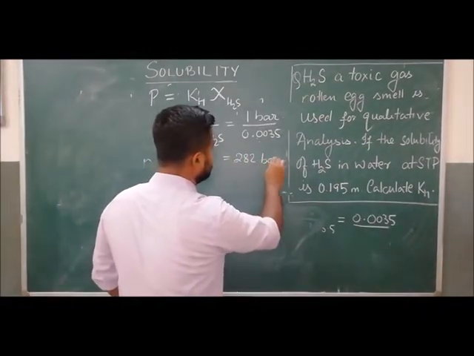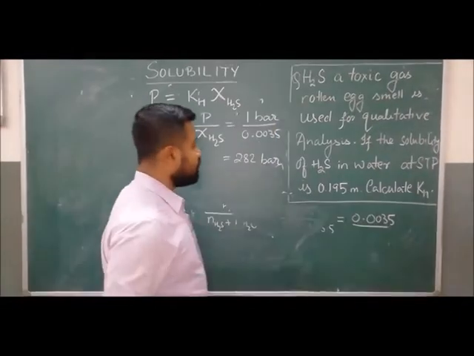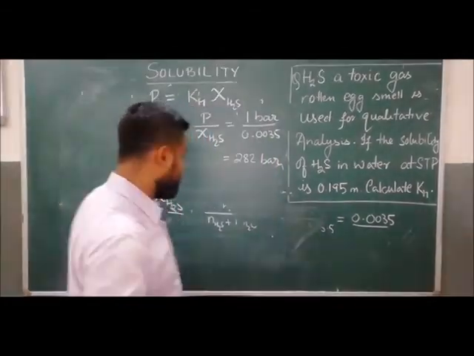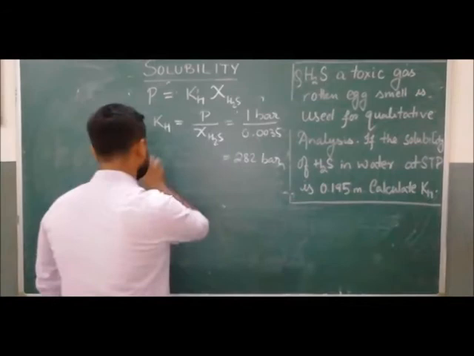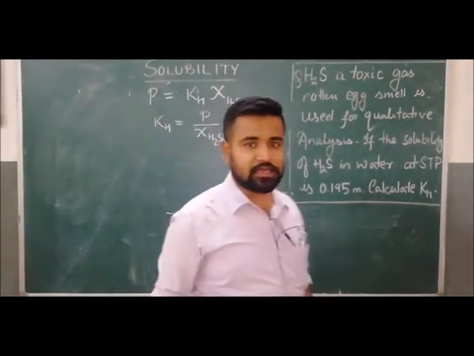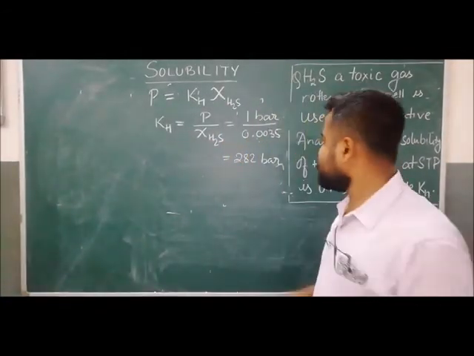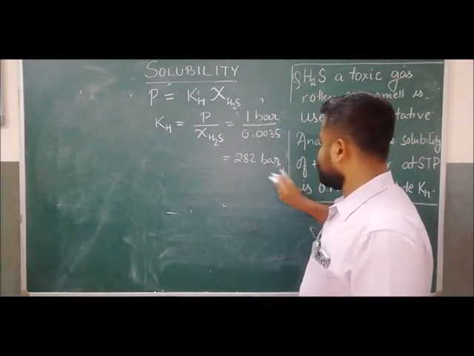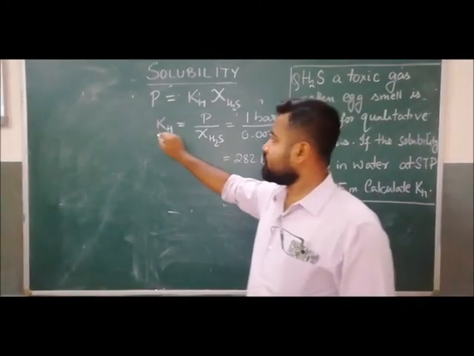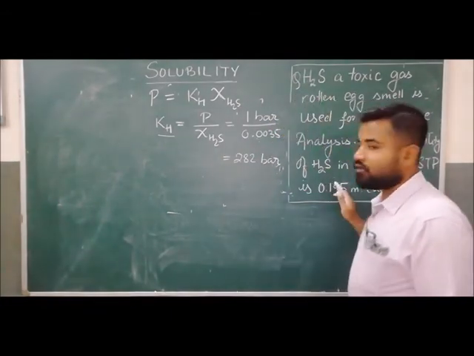If we solve this, we will get 282 bar pressure. You can check it by calculating this. We will get 282 bar, and that is called KH. This is the KH value for this question.